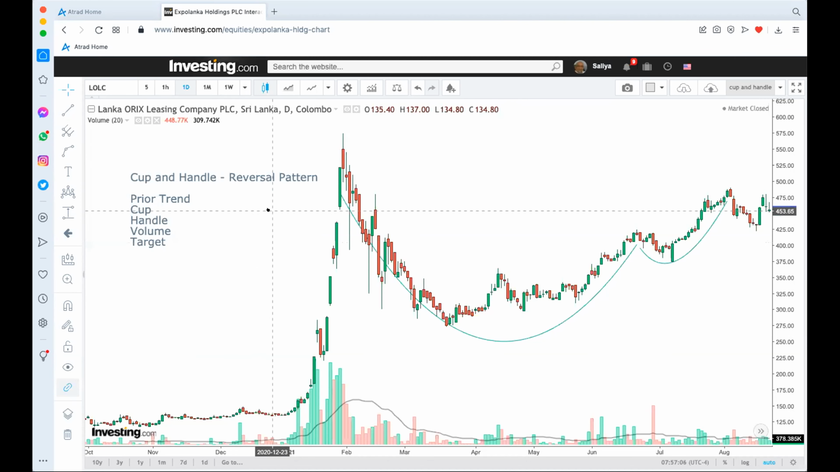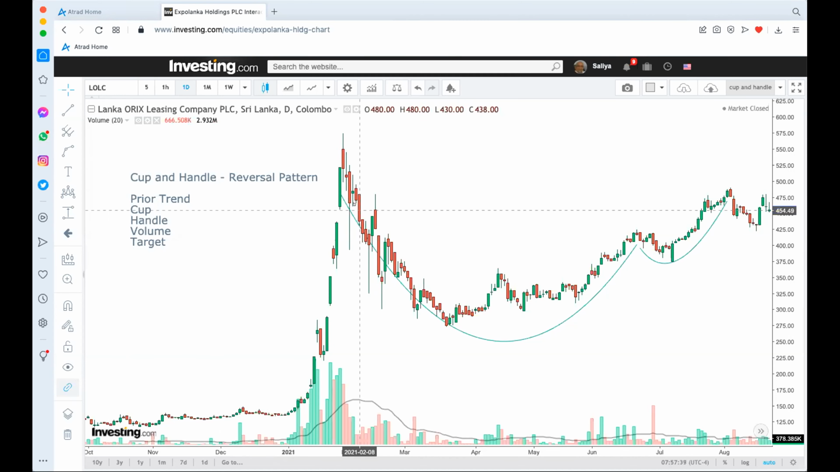Cup and handle is also a reversal pattern, right? You need to have a prior trend. In a cup and handle, you have a rounding bottom and then a handle. The rounding bottom is the cup, then the handle. So I'm talking of a rounding bottom, not a rounding top. Therefore, it has to be a reversal from a downtrend to a breakout, which makes an uptrend, right?